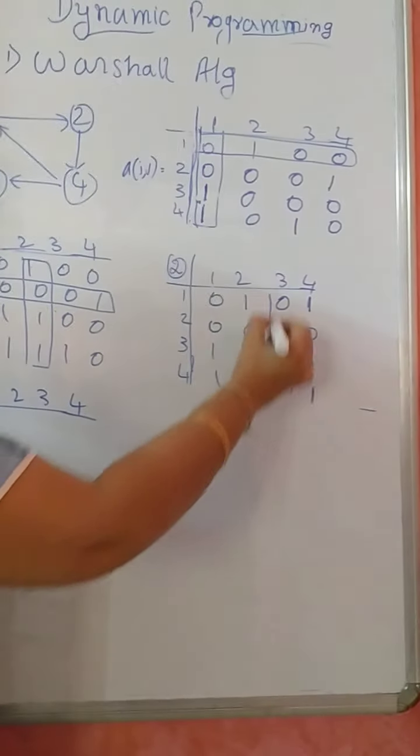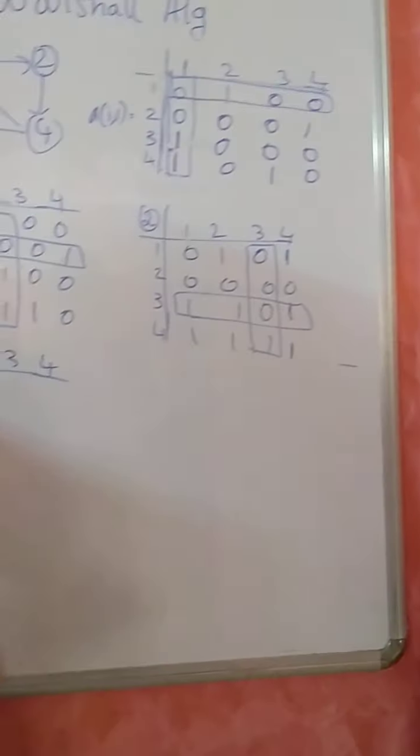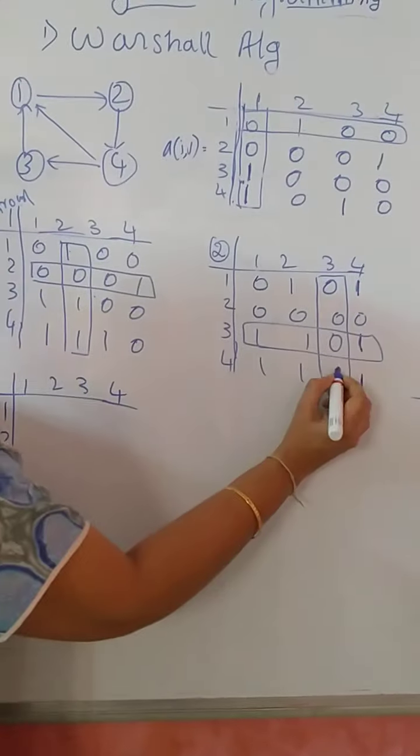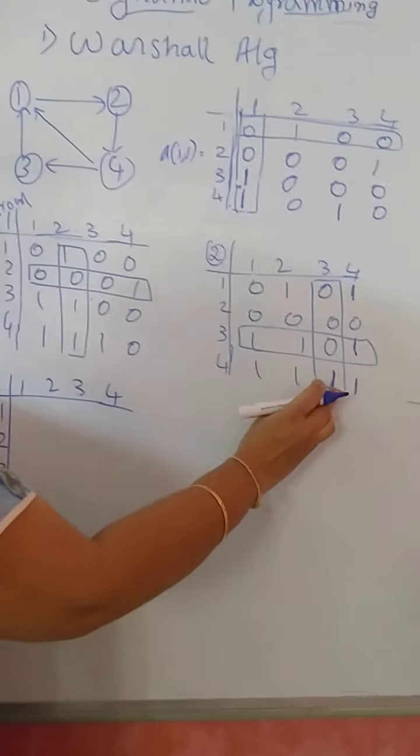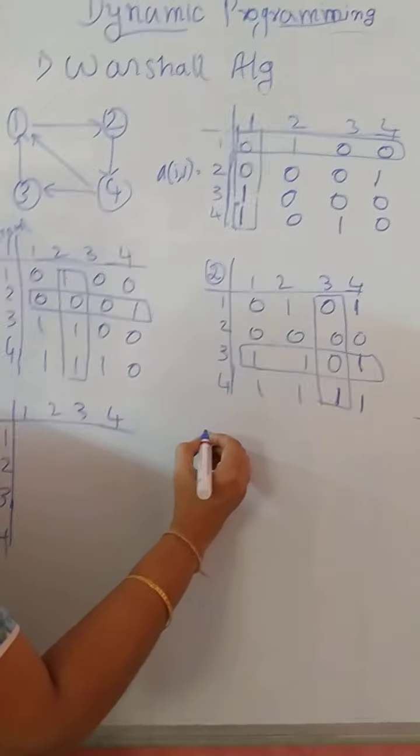Through 3 means take the third column and third row. How many ones are there? Only one. So repeat this one with all the ones in the row.